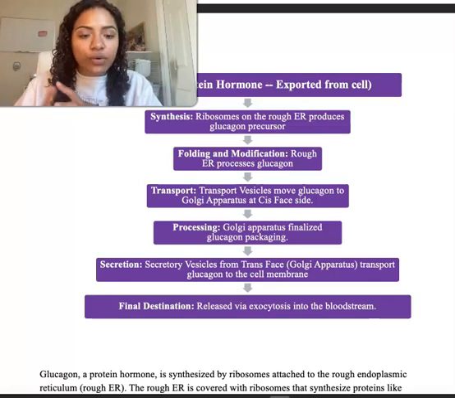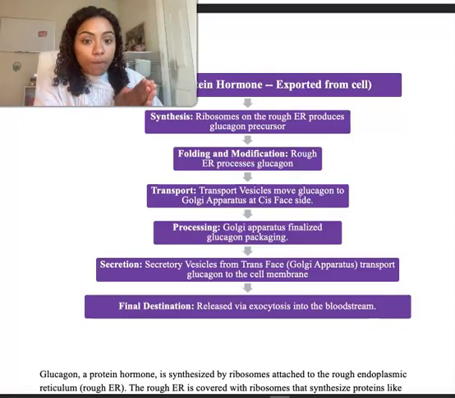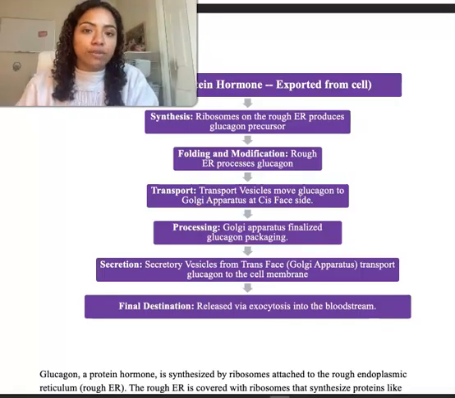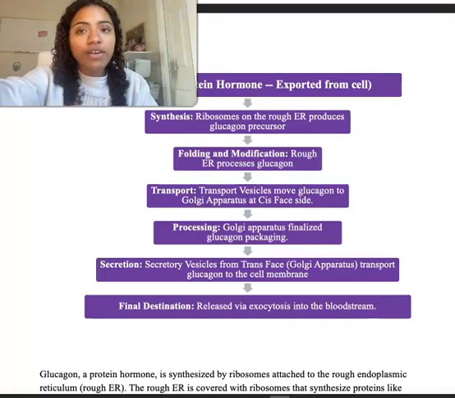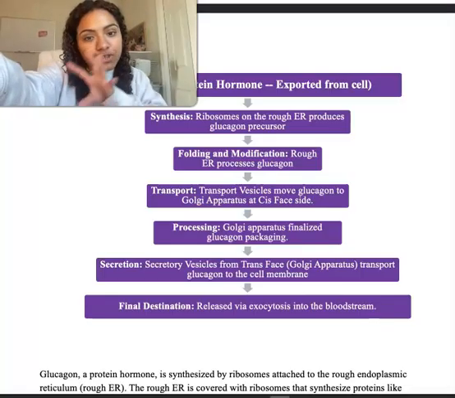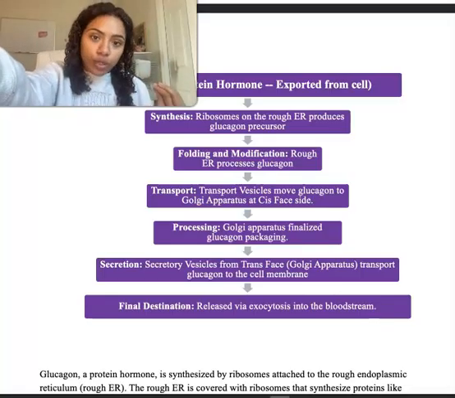Then these secretory vesicles from the trans phase transfer the glucagon to the cell membrane, where it also gets released by exocytosis into the bloodstream. Glucagon is really important in regulating blood sugar, and it transforms glycogen into glucose.